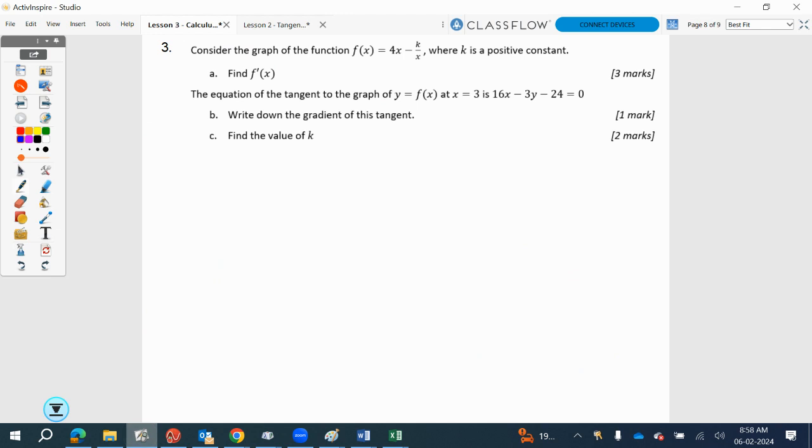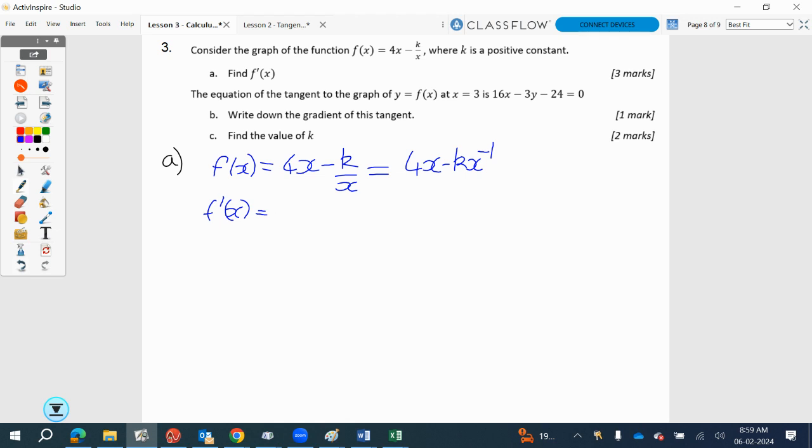Okay, let's do A. We need to find the derivative. Before we find the derivative, rearrange. We've got 4x minus k over x. What is this in index form? You bring up the 4x minus k times x to the power negative 1. So then we can differentiate, and we get 4x plus k minus k over x squared.